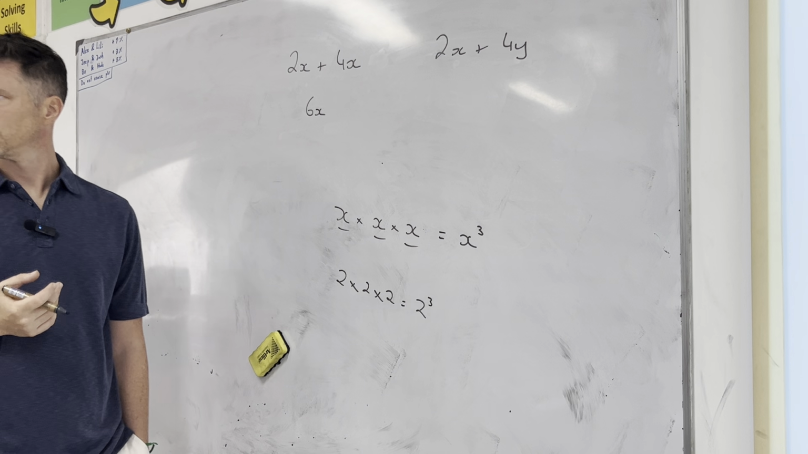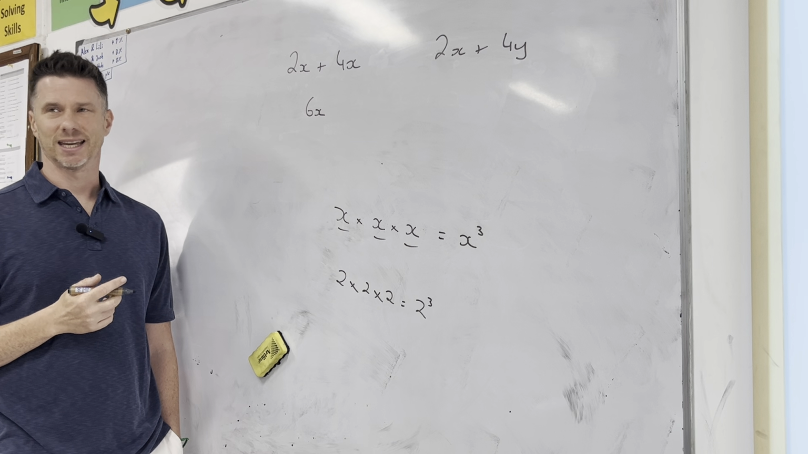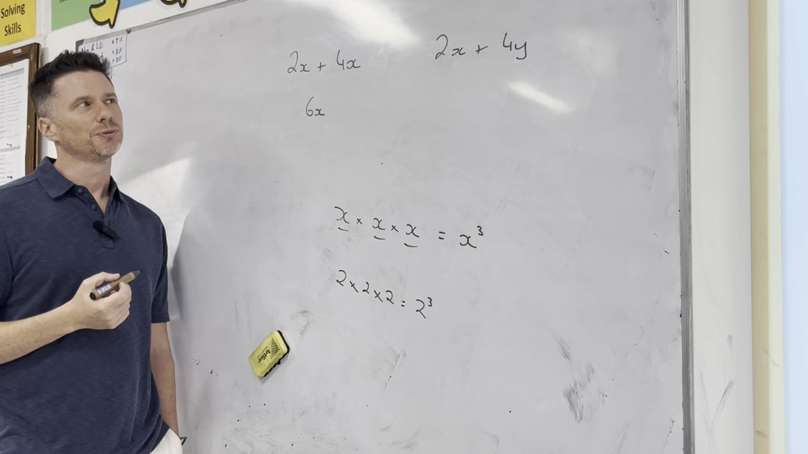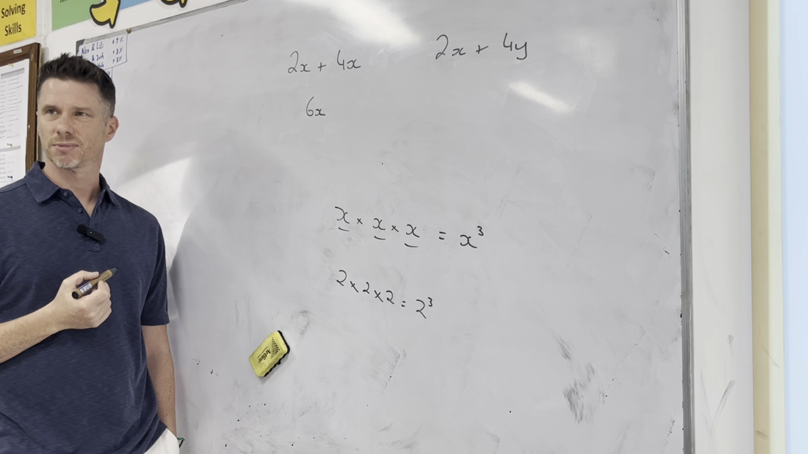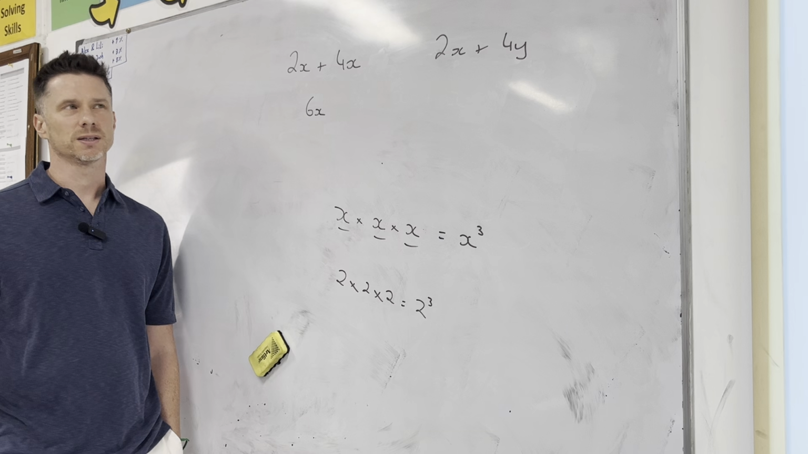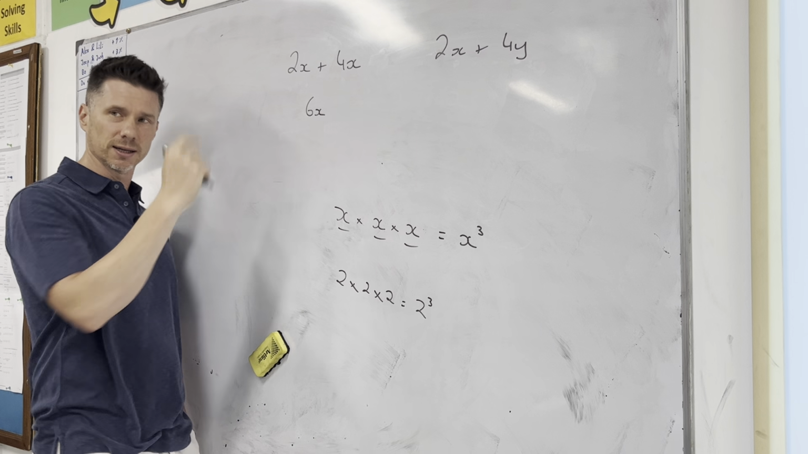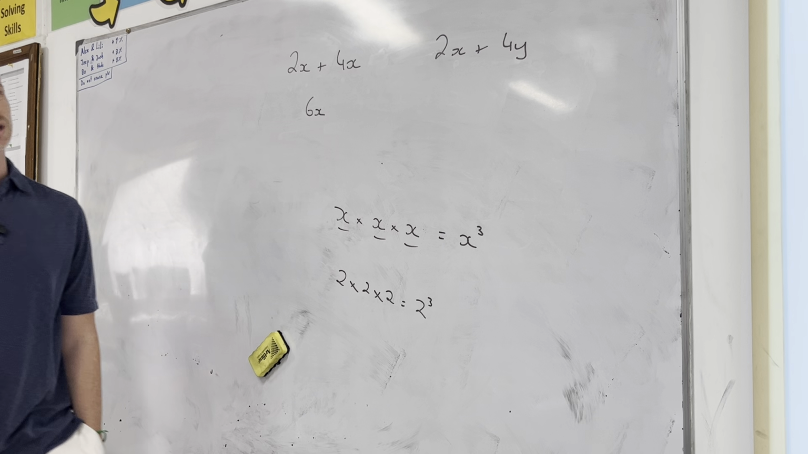Steph? Can't, no. It's like trying to simplify 2 apples and 4 bananas. How do I simplify that down? I just got 2 apples and 4 bananas. It's different than saying two apples and another 4 apples. I can add those together.